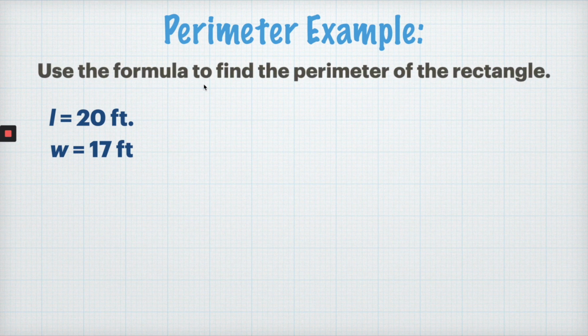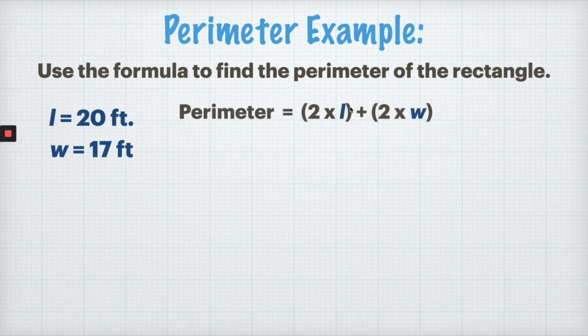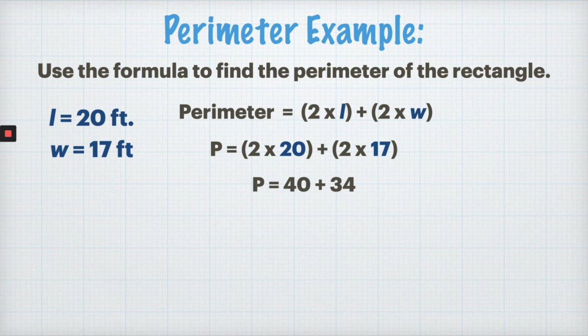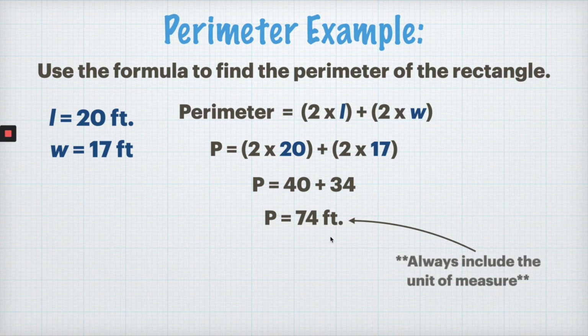So use the formula to find the perimeter of the rectangle. We're going to use our formula, P equals 2 times L plus 2 times W. All right, I'm going to write that formula down. Notice my L, L, W, W. And so I have 2 times 20 and 2 times 17. We're going to add those together. So we get 40 plus 34. All right, and then we're going to get P equals 74 feet. And again, I have my unit of measure there.